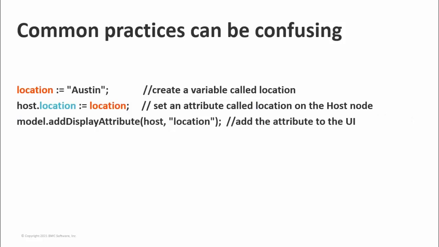Some common practices can be confusing. In this fragment, location is used as a variable with a value, and it is also used as the name of an attribute on the host node. The orange location is the name of a variable with the value Austin. But the blue location is the name of an attribute that we are adding to the host node, and the value is being set to Austin, i.e. the value of the location variable. This is commonly done in the out-of-the-box patterns, and some people find it confusing.